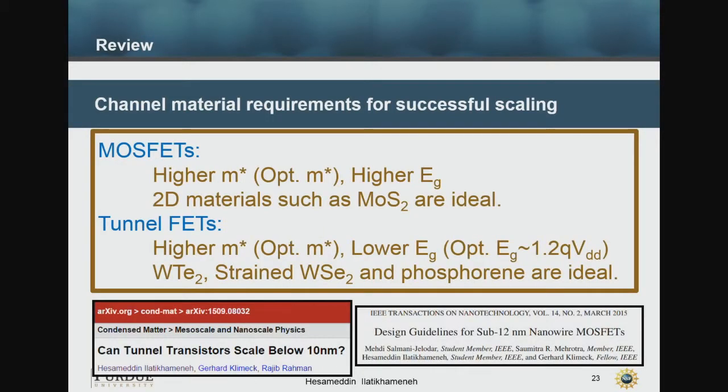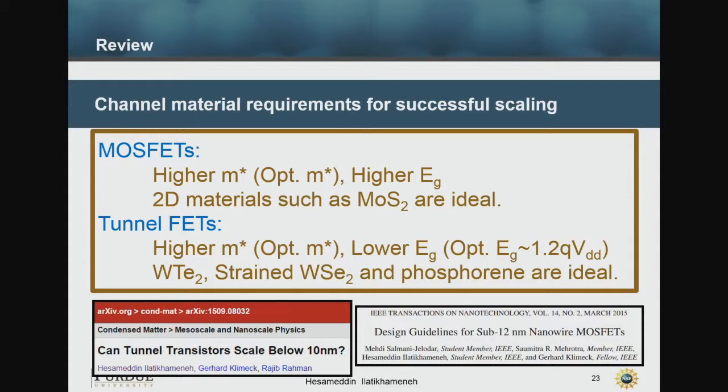So to summarize my talk, regarding the channel material requirements that we have for successful scaling, in the case of MOSFET, we need to go to higher effective mass and higher band gap. In this regard, something like MoS2 is pretty good because it has a large band gap and large effective mass. It is shown that it can actually go to 5 nanometer and it still works pretty well. So in this regard, 2D MOSFETs are pretty good for future MOSFET application.